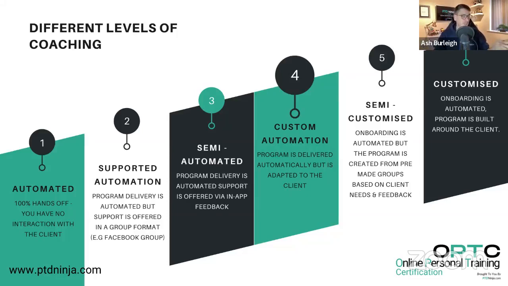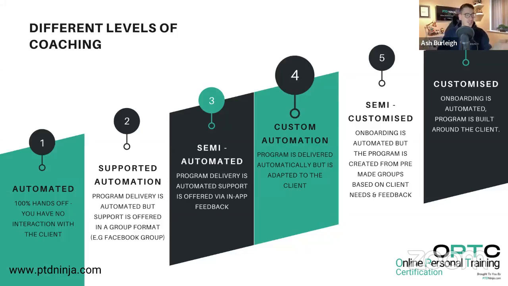Now, custom automation, this idea is the program is delivered automatically, but you will adapt it to the client. So again, this will require some kind of software to do it. I'm always going to think I'm slightly biased here, but one of the softwares I've seen that does this is PT Distinction. In fact, I've tried to do this kind of approach with other software and not been able to do it as effectively as I can inside PT Distinction, which is always good because we know it's such a good software.